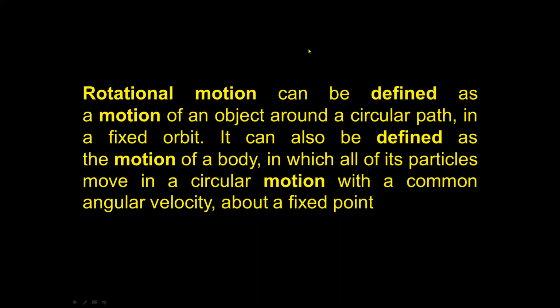So, yan ang ating rotational motion, ano? Basahin ko ulit. Rotational motion can be defined as a motion of an object around a circular path in a fixed orbit. It can also be defined as the motion of a body. From the movie Speed, yung body natin doon is actually the bus itself, in which all of its particles move in a circular motion with a common angular velocity about a fixed point. So yan ang definition or brief definition ng ating rotational motion.